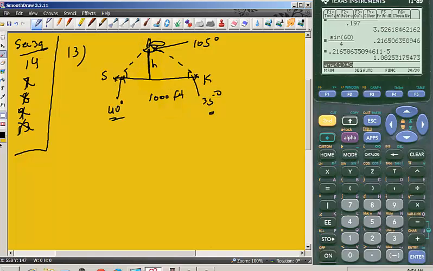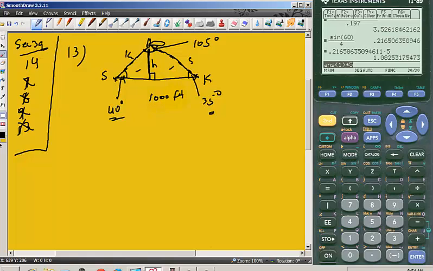But we can't find that unless we solve one of these right triangles. So you've got to figure out which one you want to. It doesn't matter. You can solve it either for this side, we'll call that side S, or we can solve for this side, we'll call that side K, because this is 90 degrees. So which way do you want me to go?